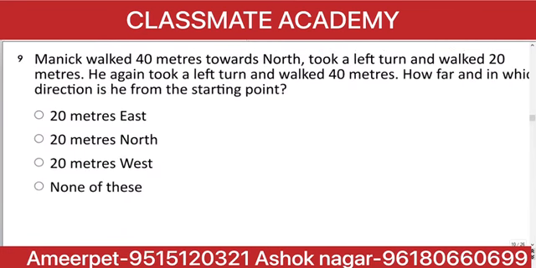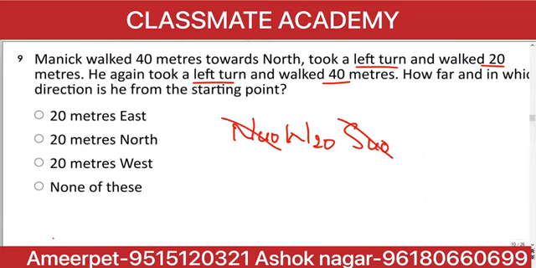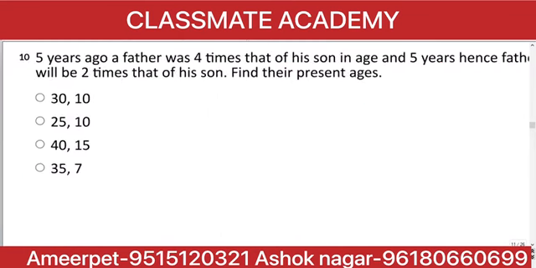Next, directions. Manik walked 40 meters towards north. North how many? 40 meters. Took a left turn. North left means west. And walked how many meters? 20 meters. Then took a left turn. West left means south. How many meters? 40 meters. How far and in which direction is he from the starting point? North opposite south, so both cancel. What is left? West 20. So what's your answer? 20 meters west is the answer.